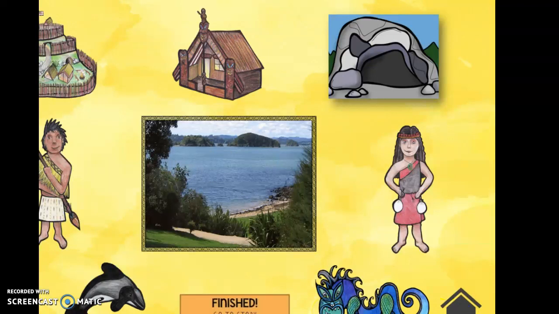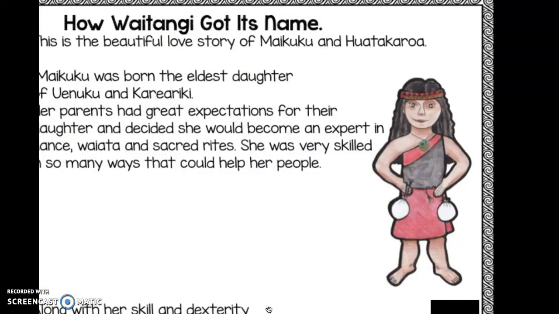So it's really important to get familiar with those words, people's names and the setting, because you want to be able to interact with the story, ask tamariki questions, and feel confident about pronouncing those the best that you can. And when you're finished, we go straight on to the story. How Waitangi got its name. This is the beautiful love story of Maikuku and Hua Takaroa.